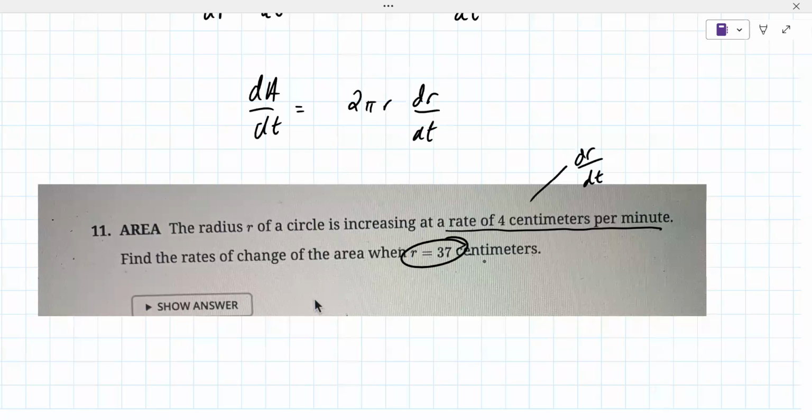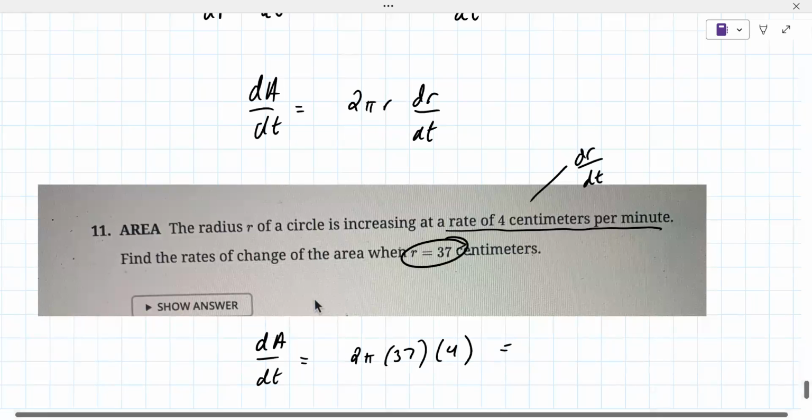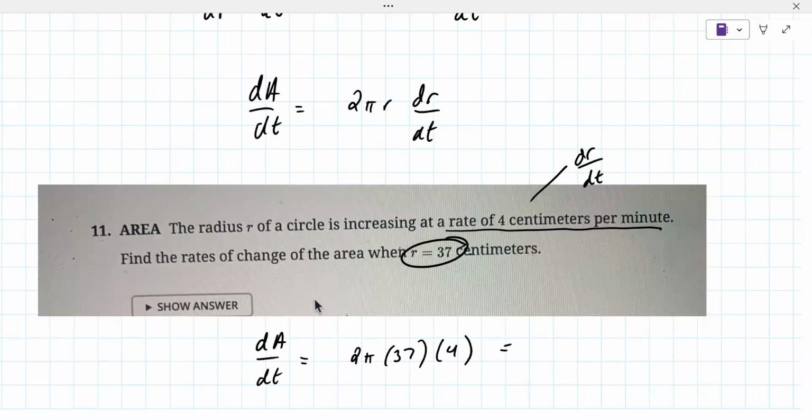So now you have the information. It's good to identify it as you go. dA dt equals 2 pi times 37 times 4. Then you multiply that out, keeping the pi, and you get 296 pi.